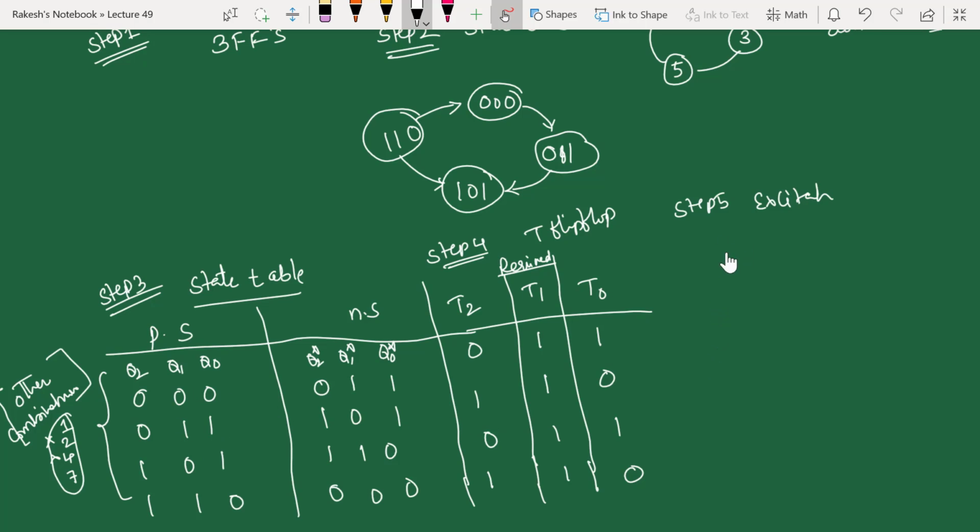Now we will see step number 6, that is the minimization by using the K-map method. So let's take T0 first.